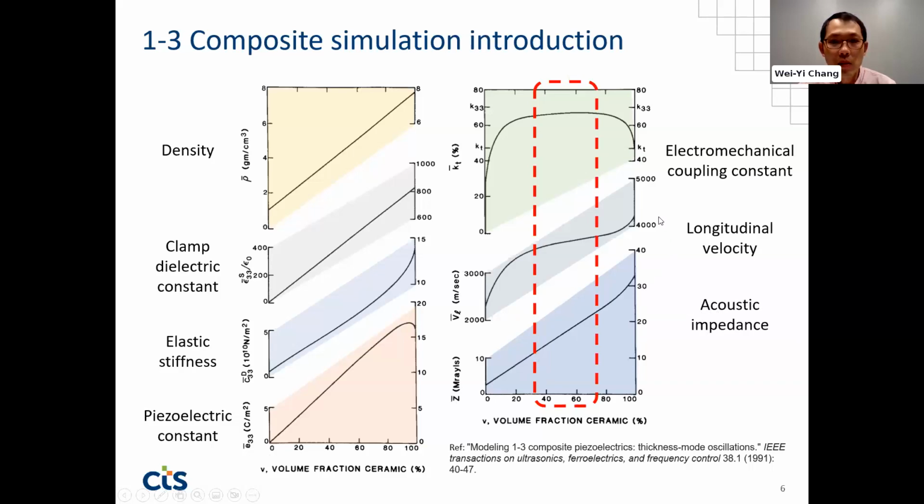At the same time, we want the longitudinal velocity and KT or K33 to be higher to get better bandwidth. So this is a trade-off: one is going low, one is going high. For the volume fraction in our composite, around 30 to 70% is the range that can get the best result.